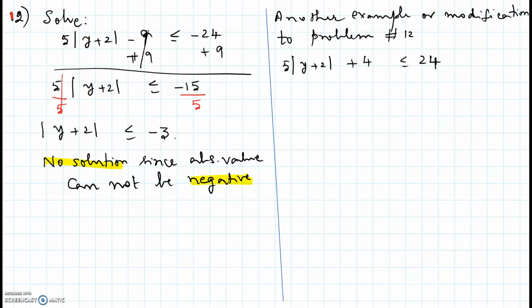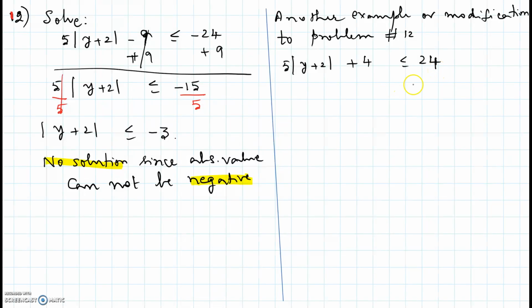In this context, I'm going to show you another example or modification to the previous problem number 12. You should not imagine that the solution would always be of the no solution type. There could be a solution arising out of this inequality if you slightly modify it. So consider the problem 5 times absolute value of y plus 2, plus 4 outside the absolute value sign, less than or equal to 24. So instead of the inequality that we saw before, I'm just slightly modifying it. You may see these kinds of problems on ALEKS too when you do the homework questions.